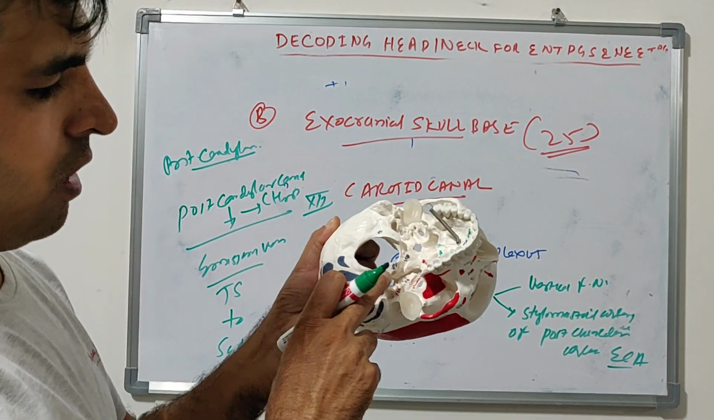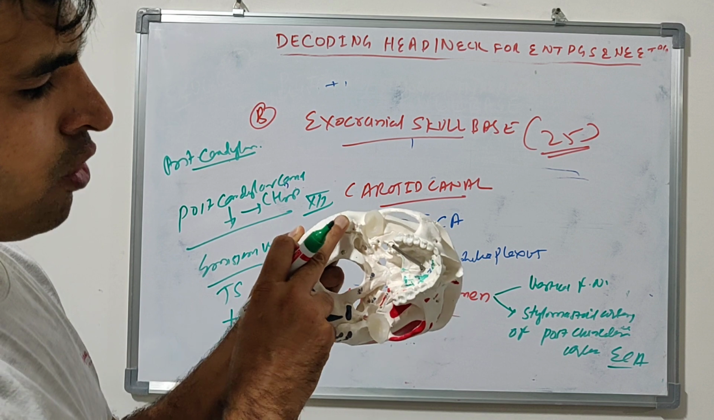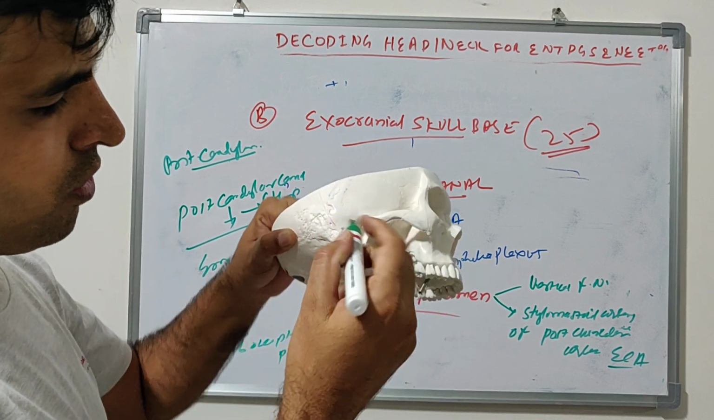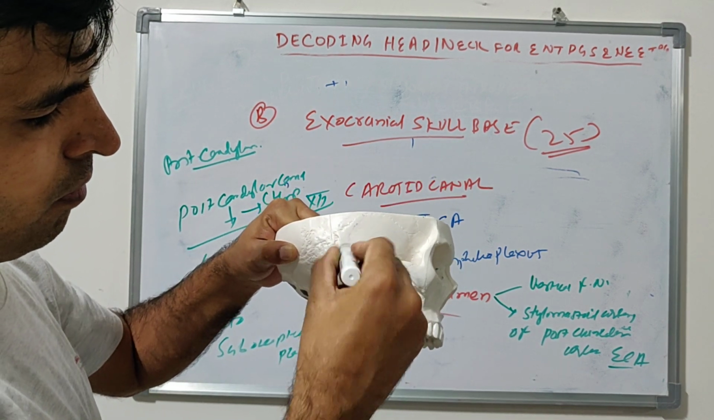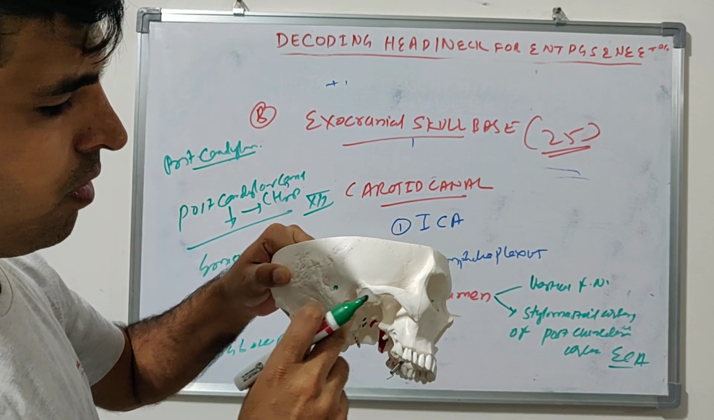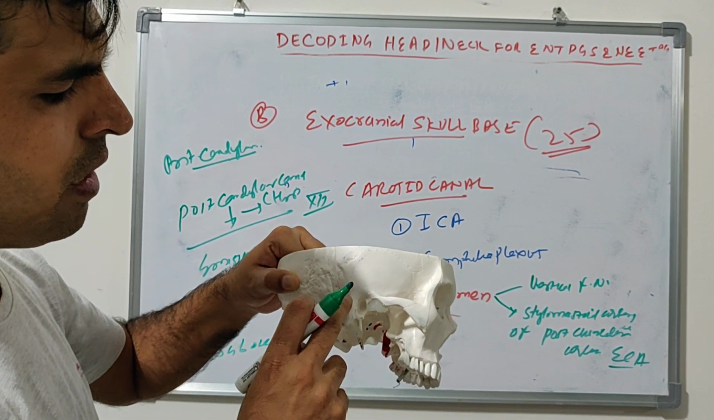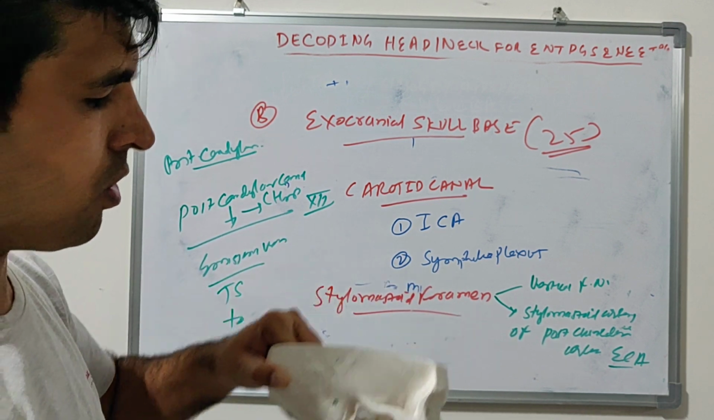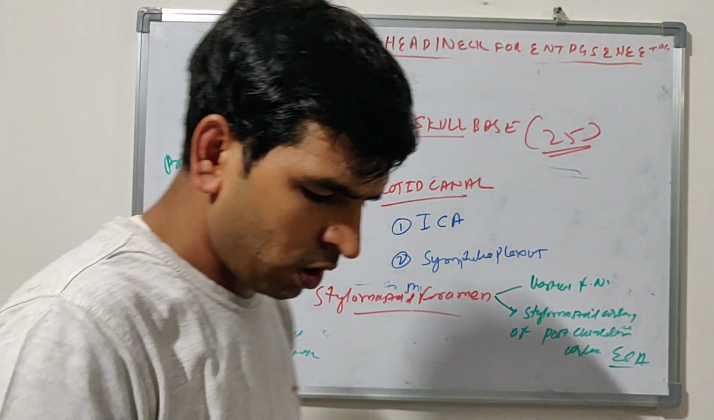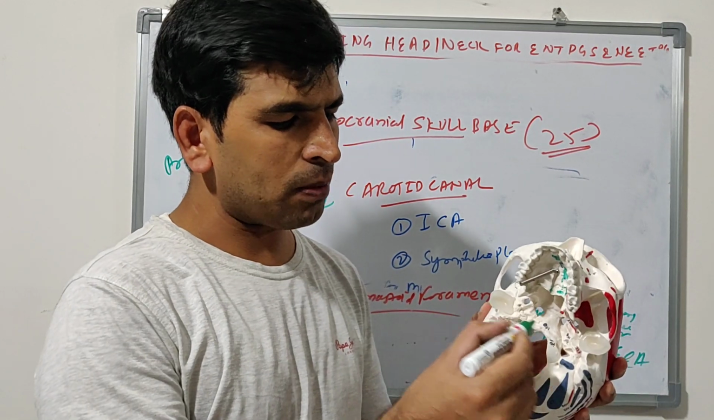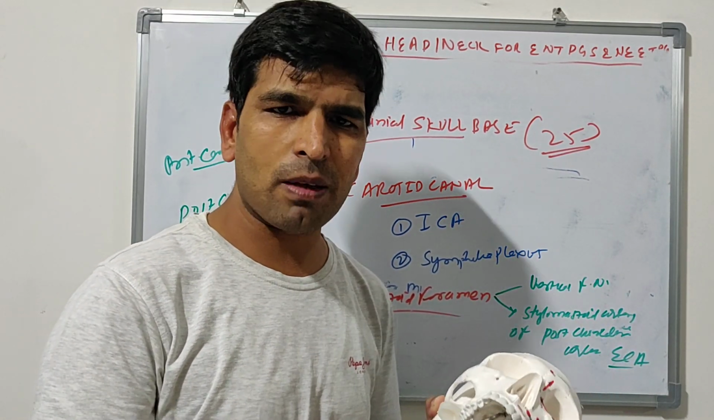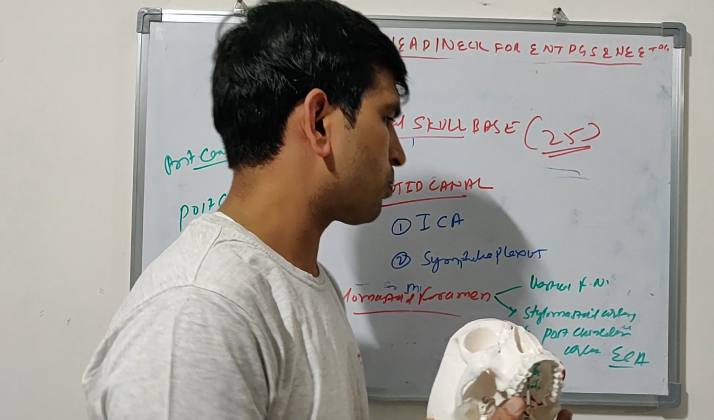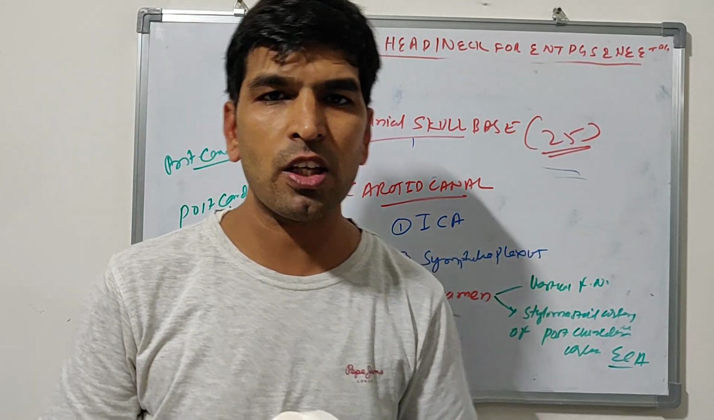Now this is the mastoid foramen. This is the mastoid process. This is the emissary mastoid foramen. The emissary vein passes through this mastoid foramen. Okay, this is all about this. And behind this transverse line is the foramen magnum, that is the posterior part of the skull base. Thank you so much.